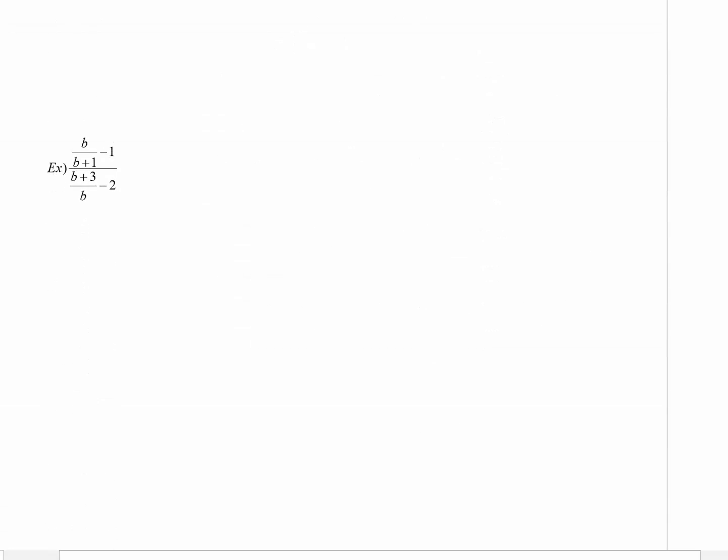Okay, one other example I want to take a look at then. All right, so now we have 2 denominators, b plus 1 and b here. So my LCD is going to be the product of b and b plus 1. So now, again, multiply every single term by this LCD.